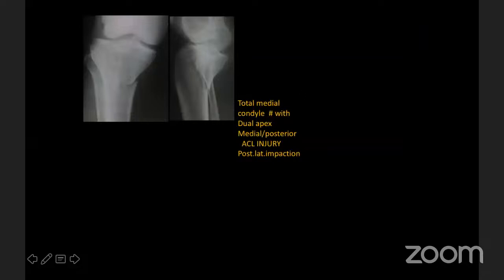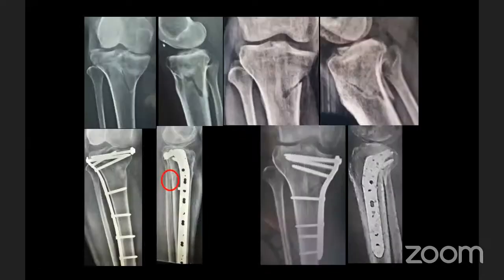So this is total medial condyle with. So I call this fracture as a double apex fracture. These are double apex fracture. This. It is medial apex. It is posterior apex.